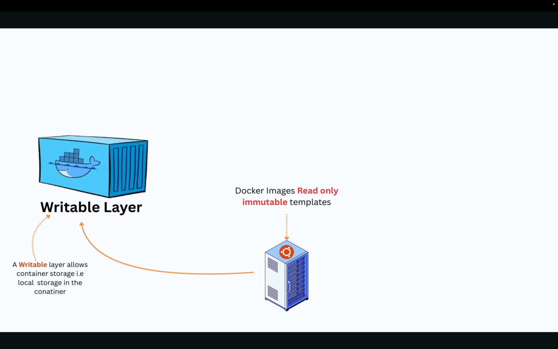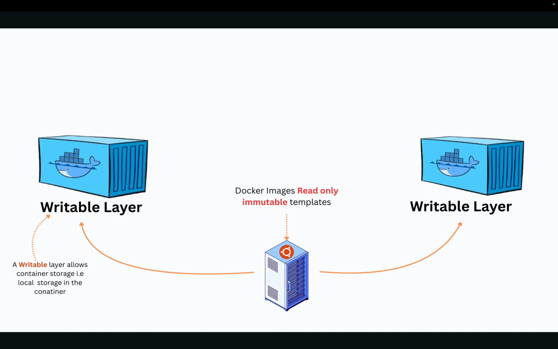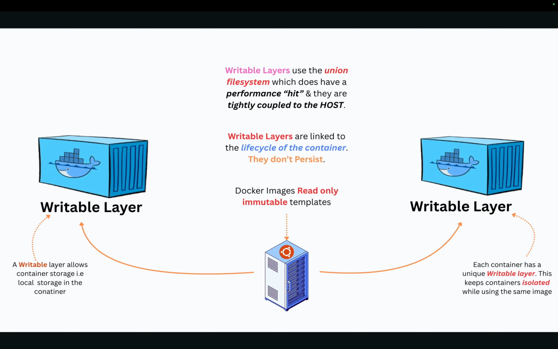This writable layer is what makes one container unique from another, where both use the same container image. If we launch another container from the same image, that container gets its own unique writable layer, making it, that is, the container on the right, unique from the container on the left. Writable layers are linked to the lifecycle of the container. They don't persist and they don't offer a way to move data between containers. Think of them as isolated to a container.